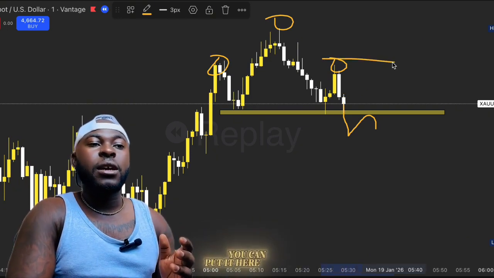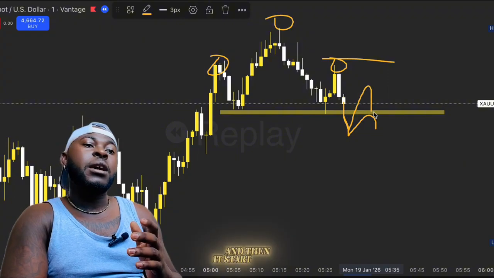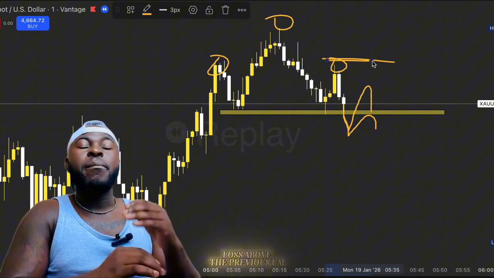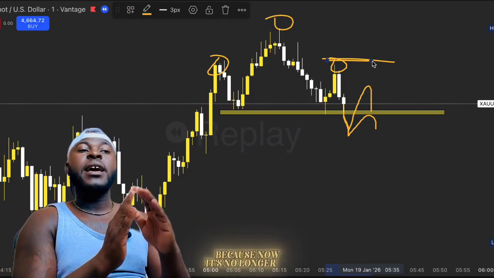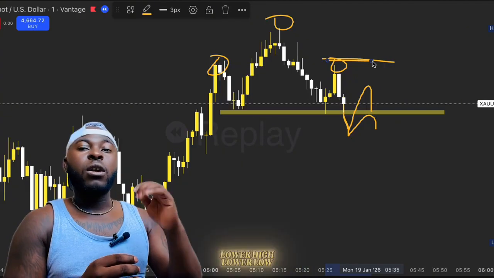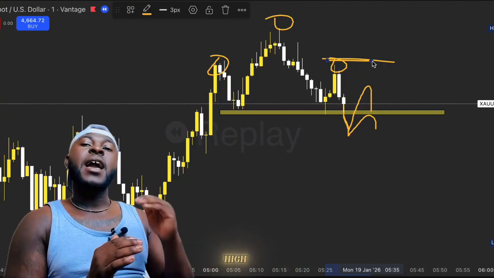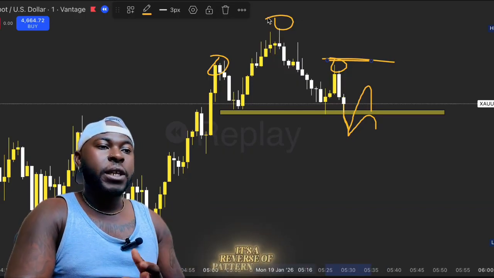You can put it here, right? Let's say the market comes down and then reverses here and then starts going down, you can put your stop loss above the previous lower high, right? Because now it's no longer an uptrend, it's a downtrend. We are now thinking of lower low, lower high, instead of thinking of higher high, higher low. Because remember, it's a reversal pattern, right?